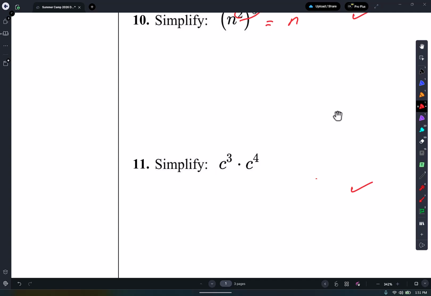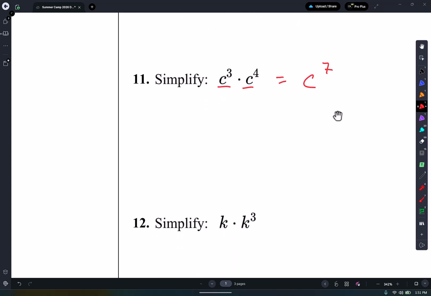Question 11, we're multiplying here. What do I do with those powers? We're going to add them. Yeah, no, we're going to add them if it's a product. We multiply when it's a power to a power. You know what I mean? Like if it would have been c cubed raised to the 4th power. It is a safe space, guys, so it's okay. We're good. All right, next one.